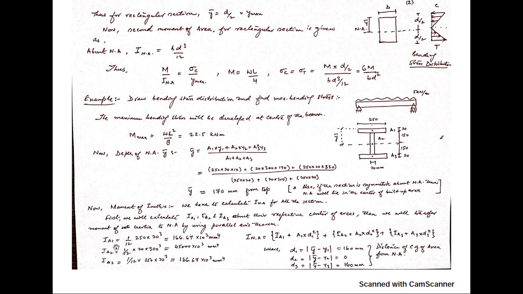So you can calculate the moment of inertia about their CGs, and then we will apply the parallel axis theorem to transfer the moment of inertia from the CG to the neutral axis of the beam. So how do we calculate it?